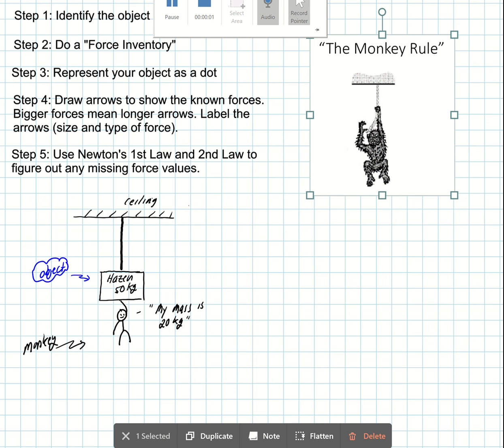Okay, time for another force diagram. So what is our object? Identify the object. So here is the situation.